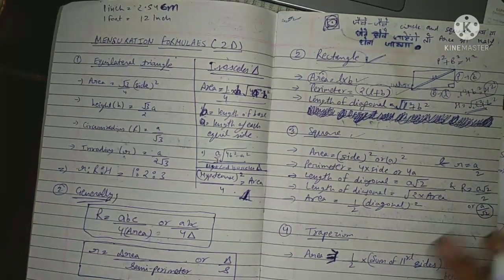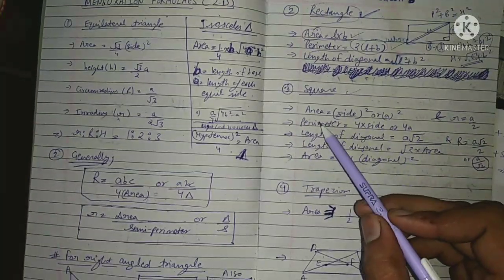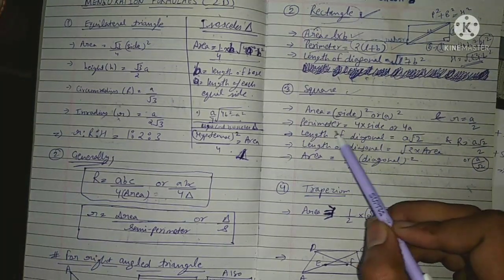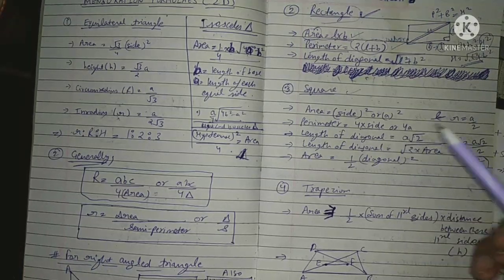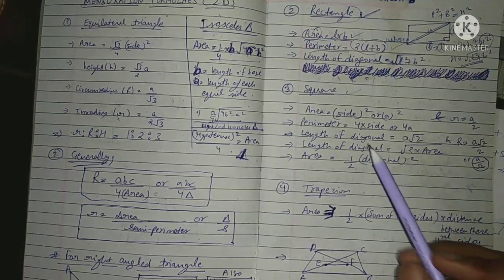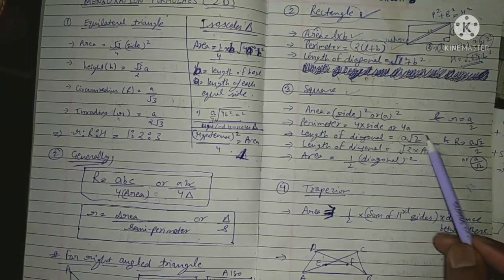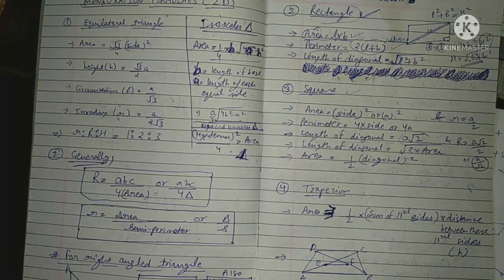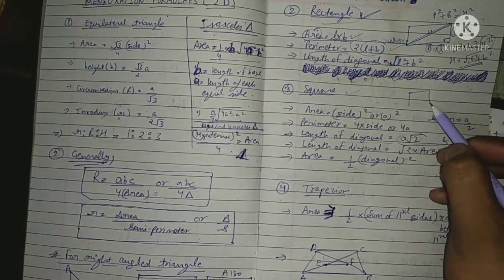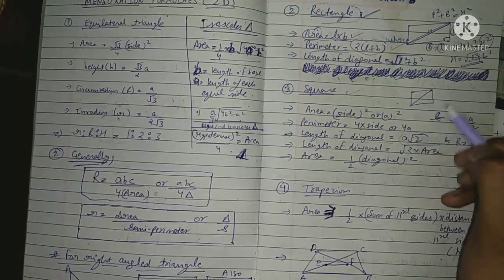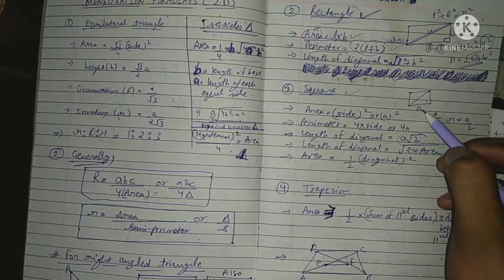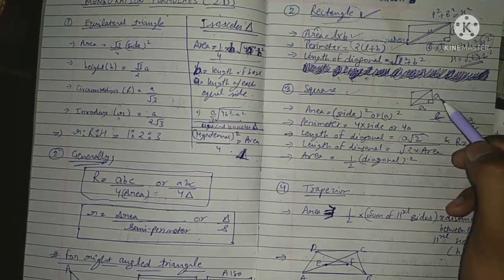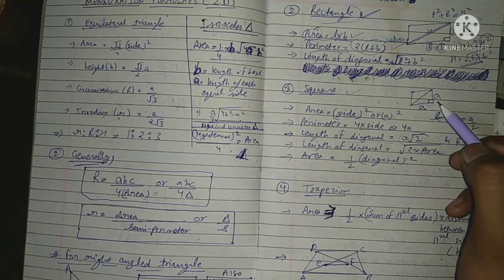Okay, this is simple. Now comes square. Area of square is side square. Perimeter of square is 4 into side. Then length of diagonal is a root 2. What? A root 2. Now you see, this is a square. Now you know in a square all the sides are equal. So this is also a, this is also a, and all the angles in a square are 90 degrees.